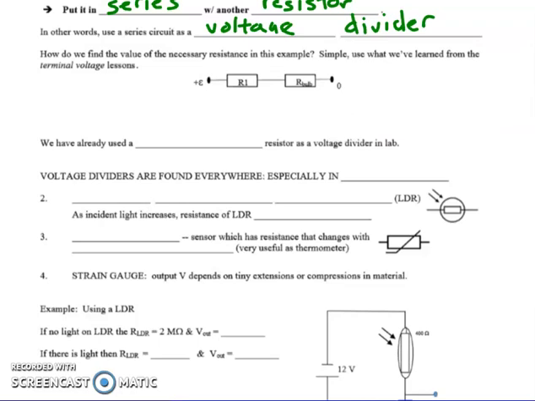All right, let's move on now. We've already used a variable resistor as a voltage divider in lab. I showed you that. How I can take a resistor, and the symbol for a variable resistor, if this is a resistor, a variable one has an arrow across it, meaning you can change that. So that's one way we can change resistance to change voltage across it in a divider.